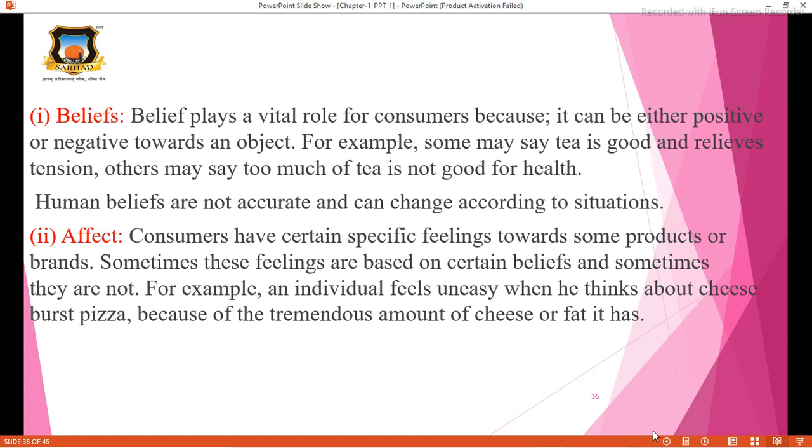Then the affect. The consumer has a certain specific feeling towards some product or brand. Sometimes these feelings are based on certain beliefs and sometimes they are not. So hence the affect means the consumer has a certain specific feeling about a certain product or about a certain brand.